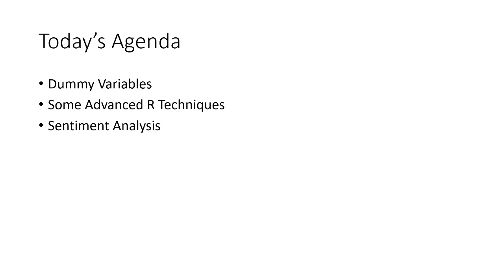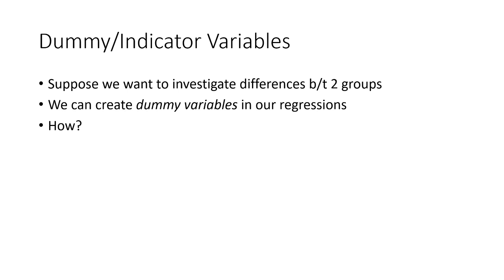We're actually going to take a news article that was written by TVO about the coronavirus, and we're going to take a look at it and see what kind of emotions this article seems to evoke. Any questions before we start? Cool, let's get started. All right, let's talk about dummy or indicator variables.